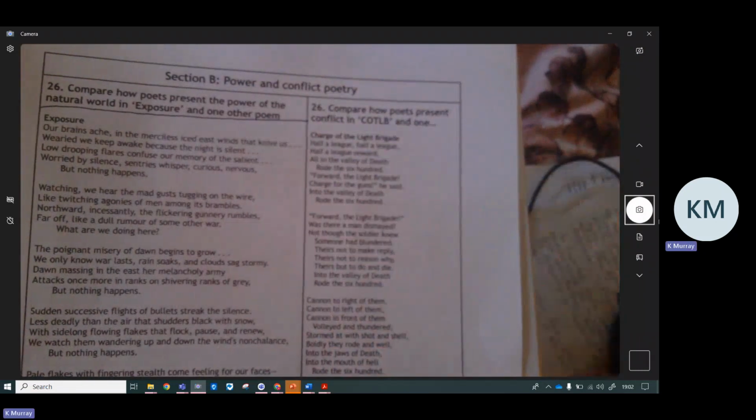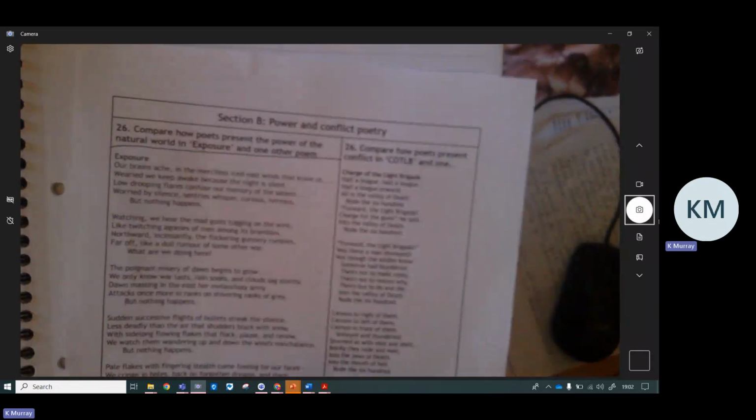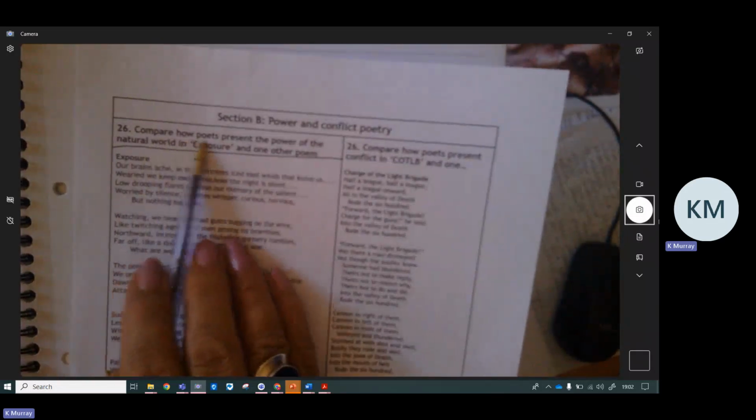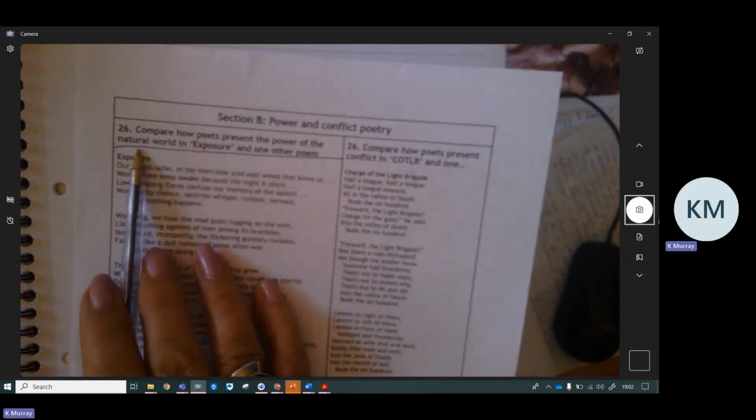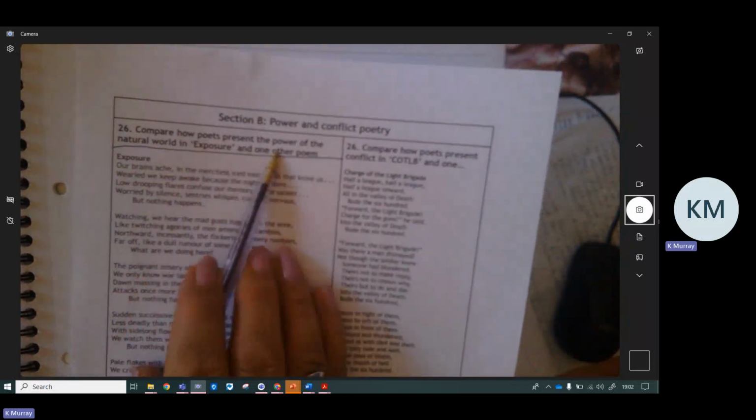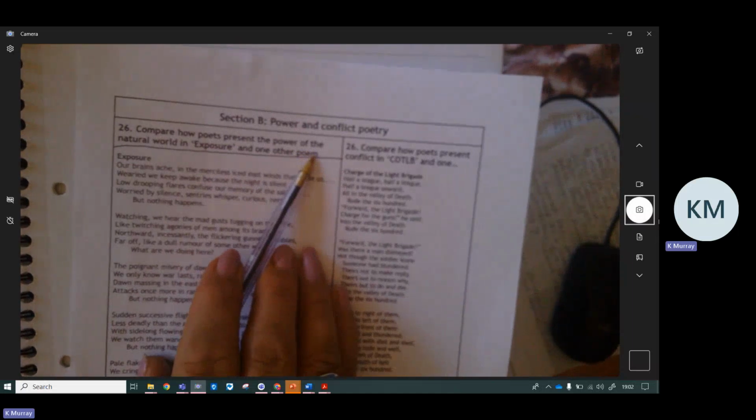Okay, this is the question that I'm going to look at with you today. So it's the power and conflict question, and it's this. Compare how poets present the power of the natural world in Exposure and one other poem.